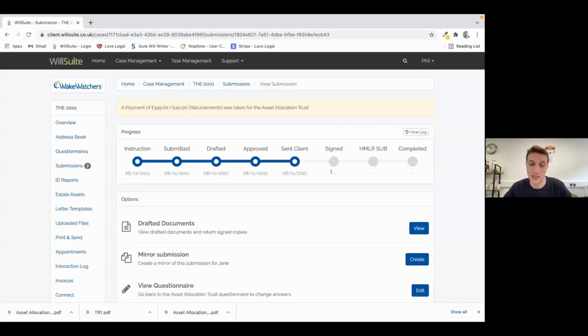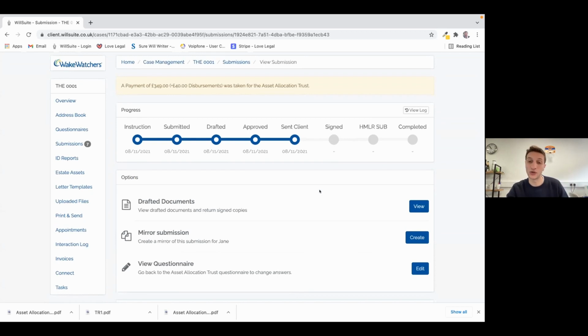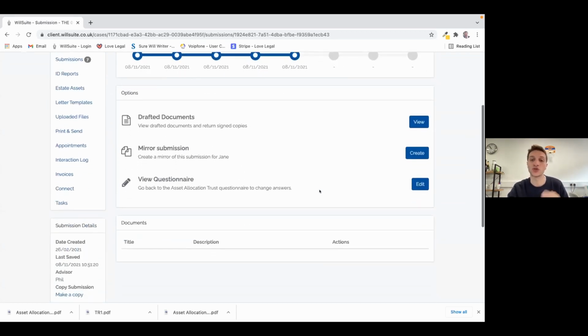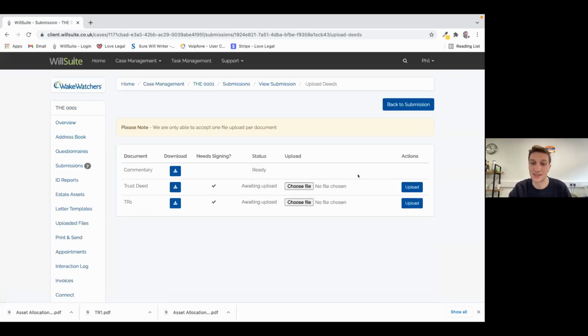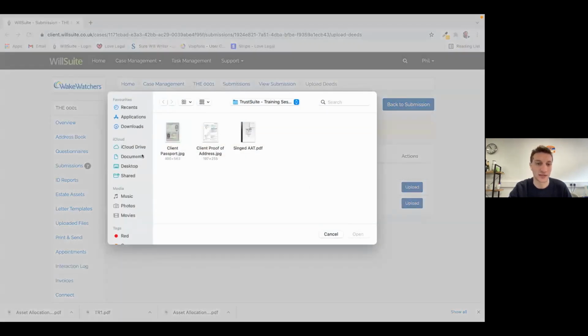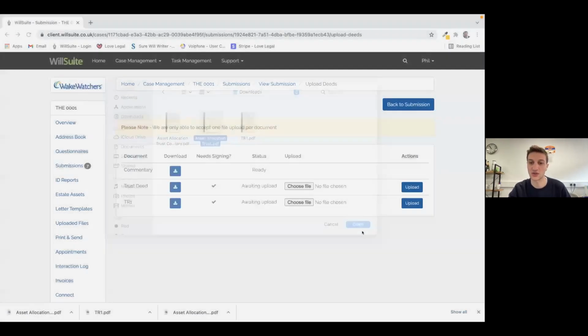And once your client has signed those documents and returned them to you, what you will be able to do is upload these documents back onto the system. So you'll want to go back onto the drafted documents section and say, okay, trust deed, we've got the signed copy. We click on choose file and go to the downloaded document. Let's imagine the asset allocation trust.